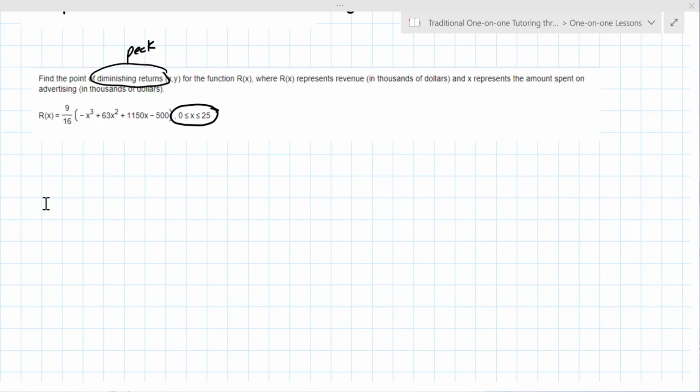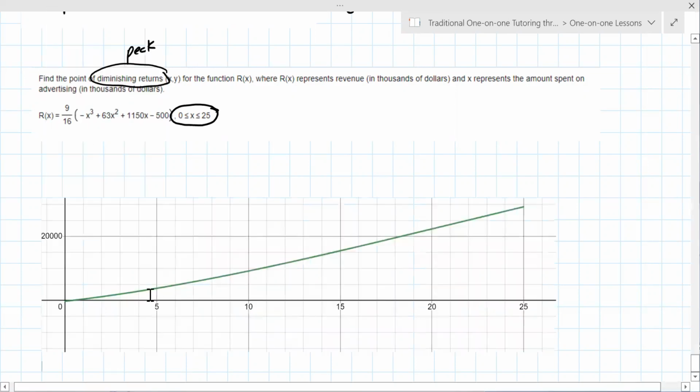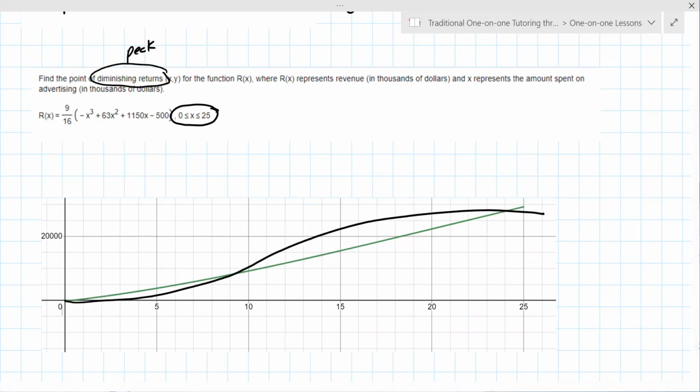It does appear to have an inflection point. I suppose that's what it could be referring to. It's sort of increasing, and then there's this place where it kind of looks like it bends back. So let me do a couple things here.